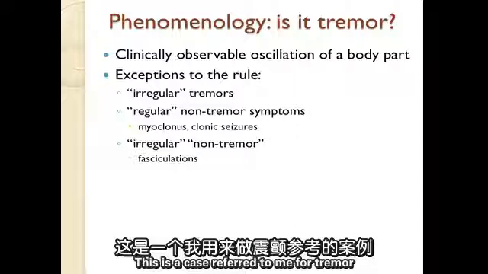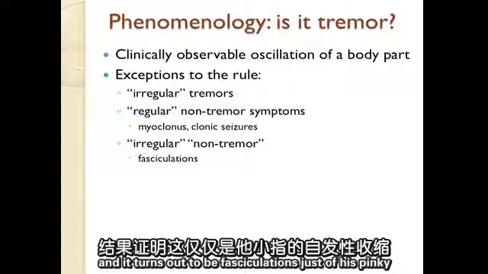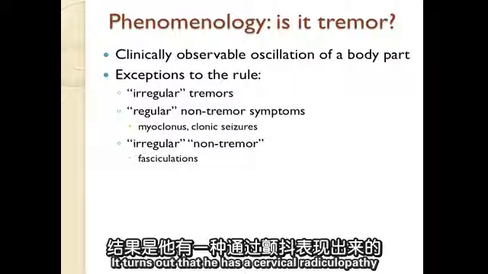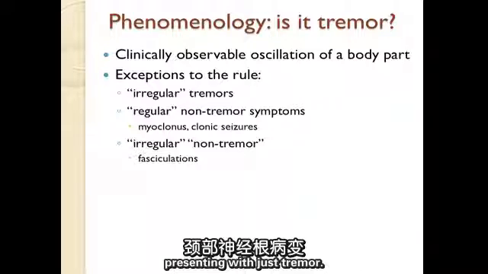This is a case referred to me for tremor, and it turns out to be fasciculations, just of his pinky. And the diagnosis was a neuromuscular condition. It turns out that he has a cervical radiculopathy presenting with just tremor.